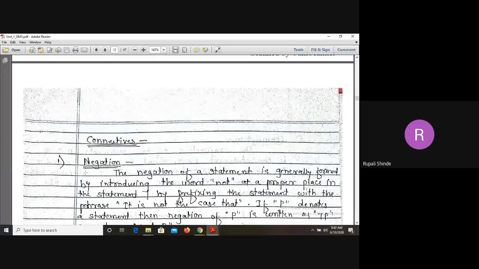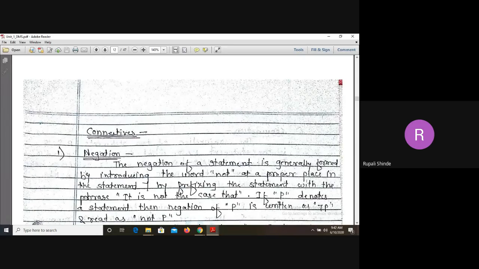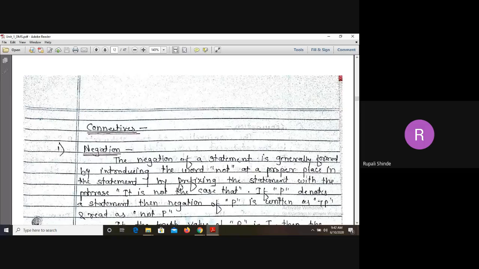First connective is negation. So, how can we define this negation? The negation of a statement is generally formed by introducing the word not at the proper place in the statement, that is one way, or by prefixing the statement with the phrase, it is not the case that. So, there are two different ways to form the negation of a given statement. First one, introduce the word not at the proper place, and second one, prefix the given statement using the phrase it is not the case that. So here, if P is a given statement, then negation of P is written using this symbol as not P, and read as not P.